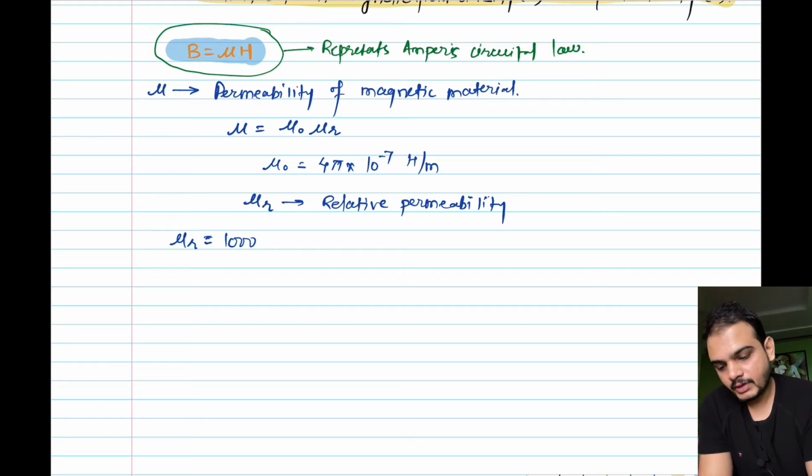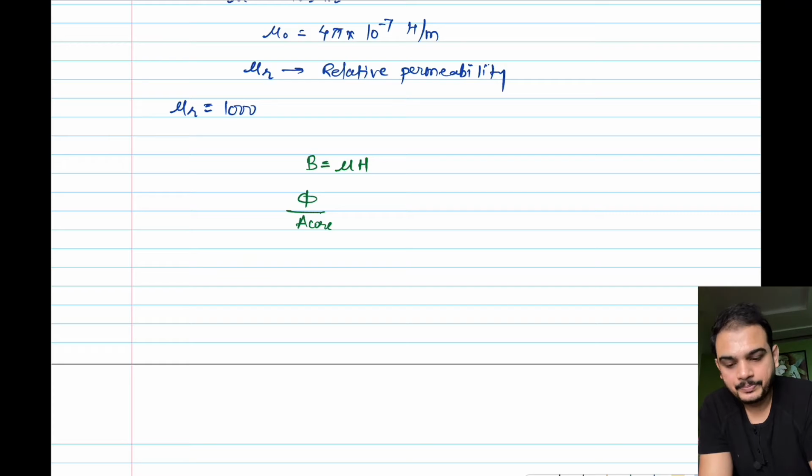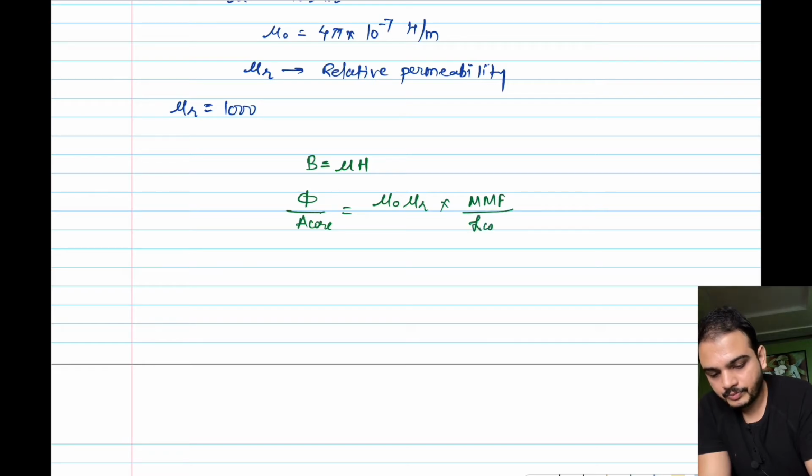Okay, so we have B is equal to mu H. We know that the formula of B, magnetic flux density, is the total amount of flux passing through unit cross-section area of core material. And mu is mu naught into mu r. Magnetic field intensity H is mmf upon length of core material.